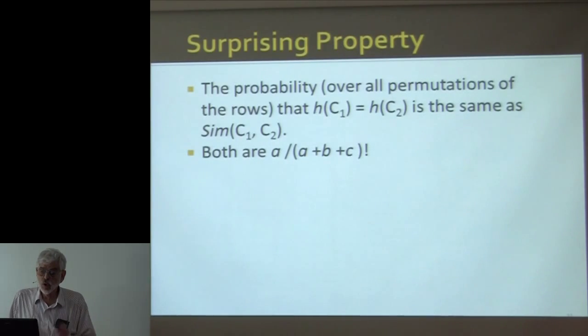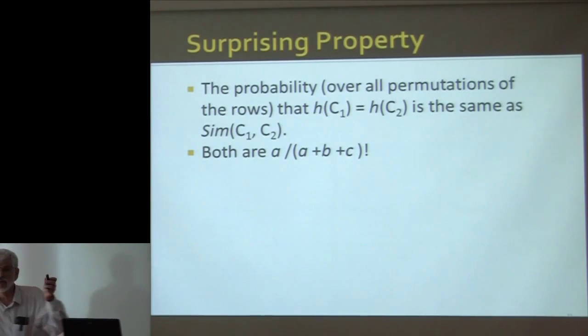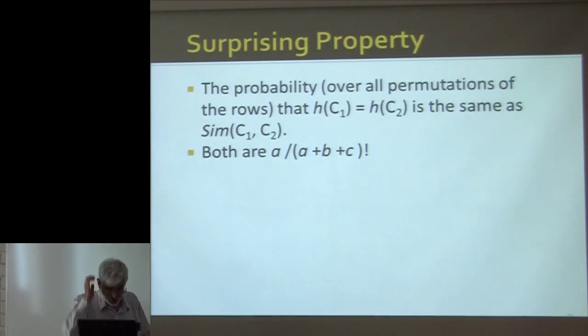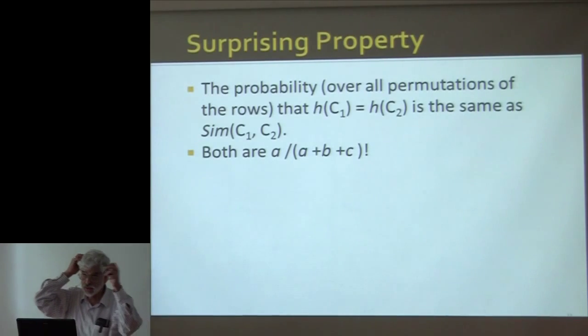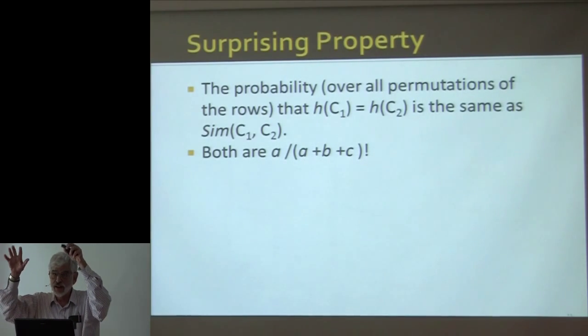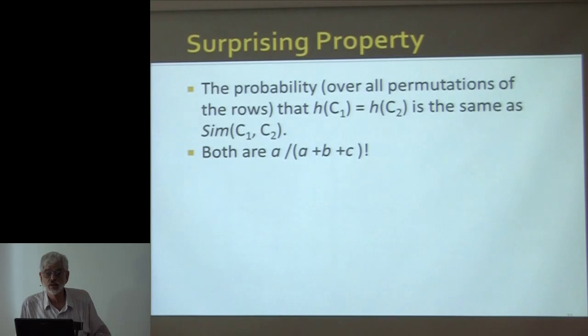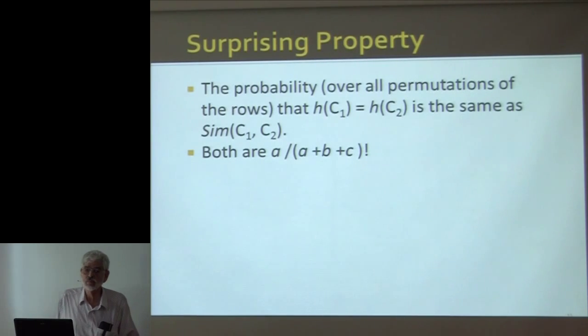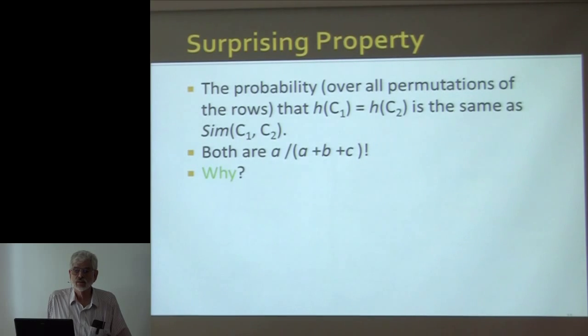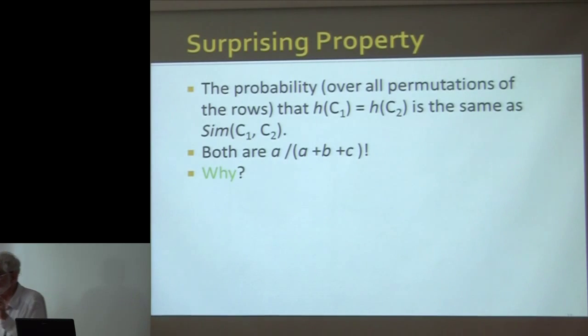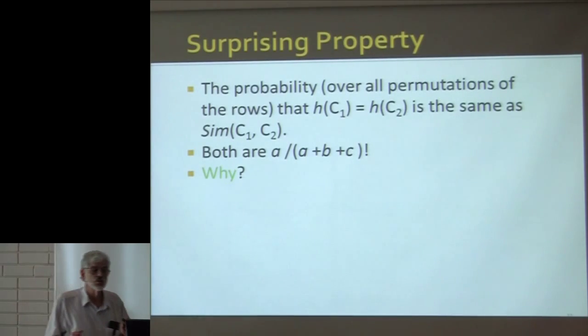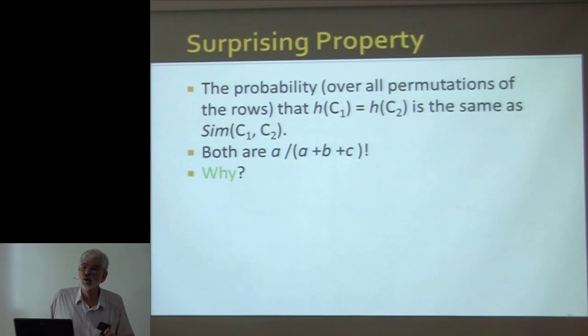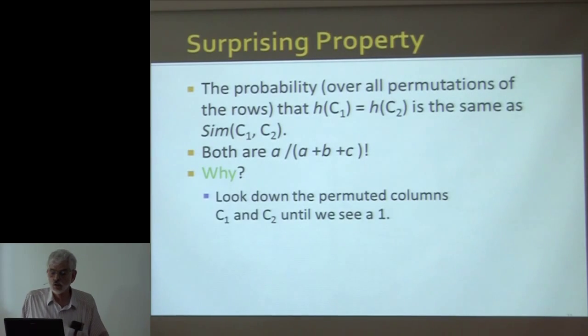Well, we already know that the Jaccard similarity is A over A plus B plus C. Remember, A is the number of rows that have 2 1s, and B and C are the rows that have a 1 0 or 0 1. We went over that before. Why? What I have to show you is that the probability that the min hash values of the 2 columns agree is also A over A plus B plus C.